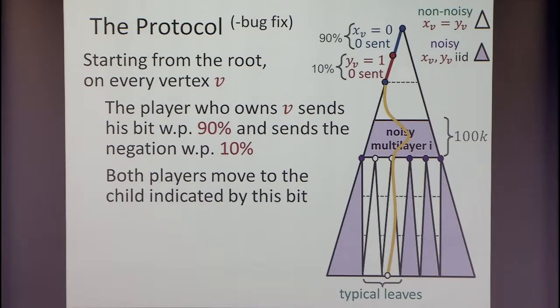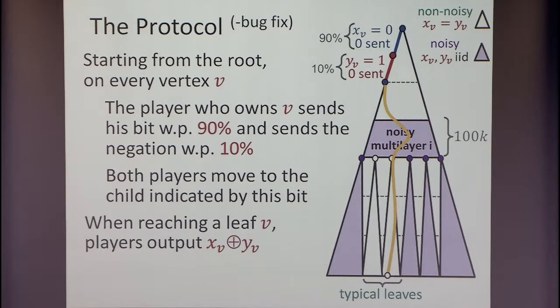and the players move to the child that was indicated. And then if eventually you reach some leaf, what the players do is they output the sum of the bits that they have for their leaf. So if they got here, Alice tells Bob what xv is, he XORs it with yv, and this is the output. And hopefully this is the bit b that we're looking for.